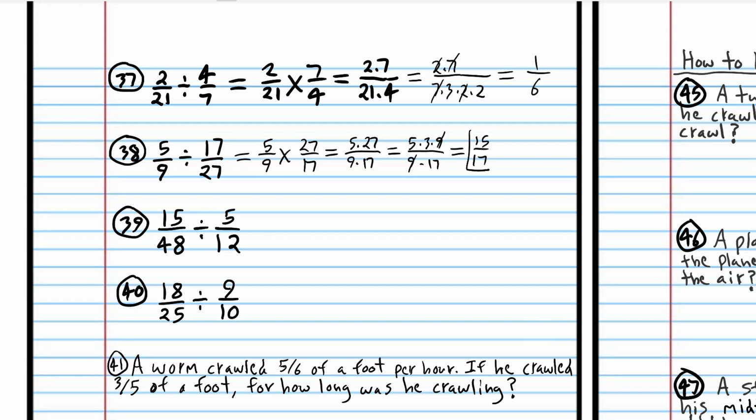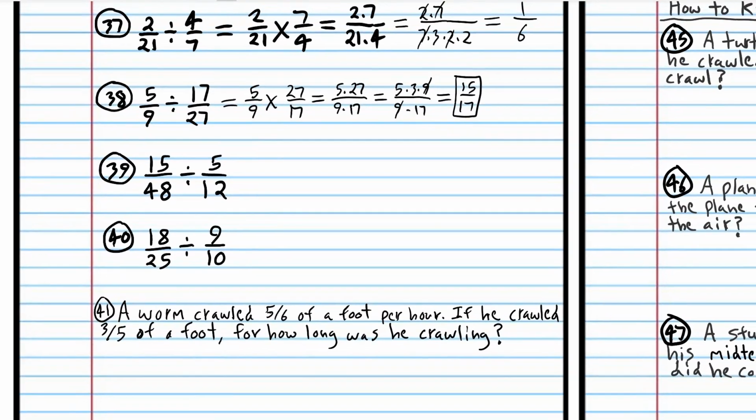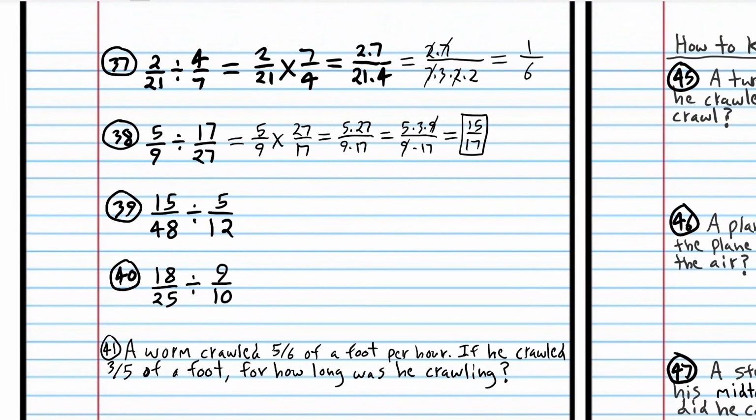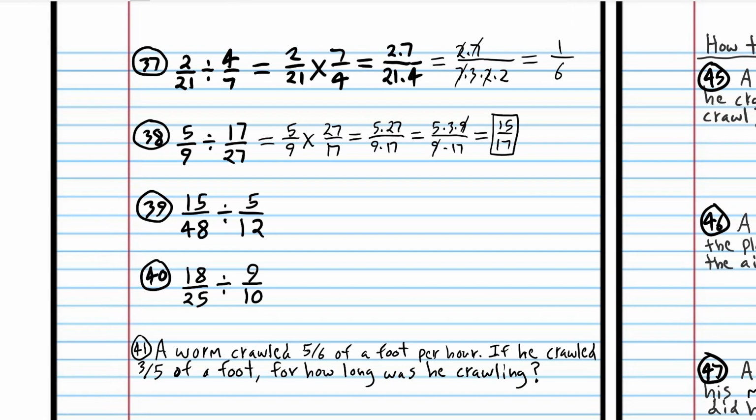Now, if for some reason you do it incorrectly, let's say you go too far and you factor 27 to 3 times 3 times 3, and there's no 3 in the bottom, then you can just recombine, or you can factor the 9 to 3 times 3. You can do it a number of different ways, as long as you factor it to lowest terms and get 15 over 17. So just be aware that it is possible to go off track here. All right, 15 over 48 divided by 5 over 12.